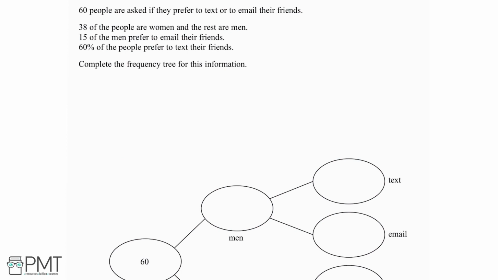60 people are asked if they prefer to text or email their friends. 38 of the people are women, and the rest are men. 15 of the men prefer to email their friends, and 60% of the people prefer to text their friends. Complete the frequency tree for this information.